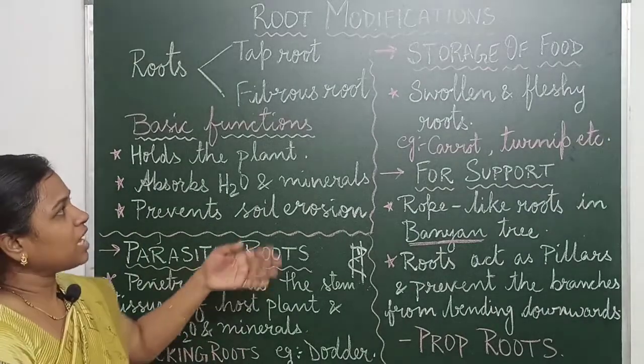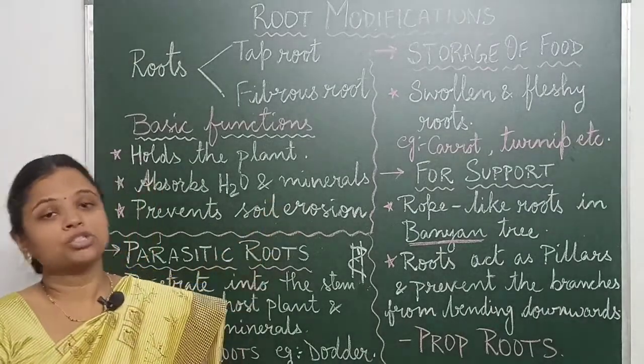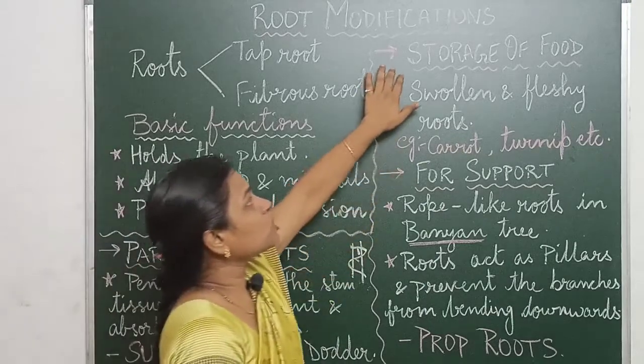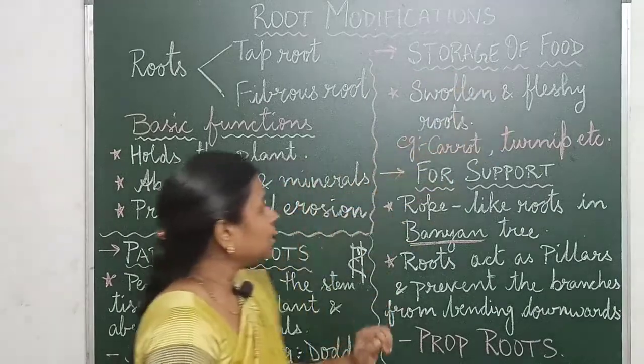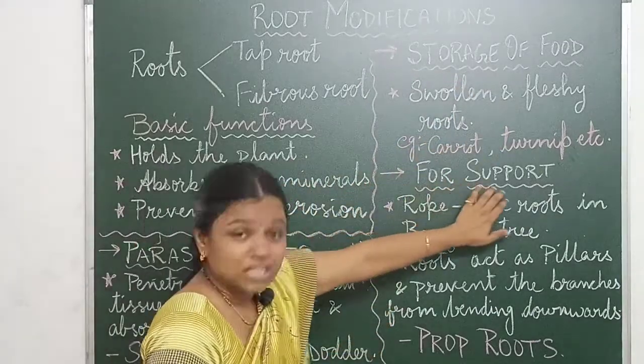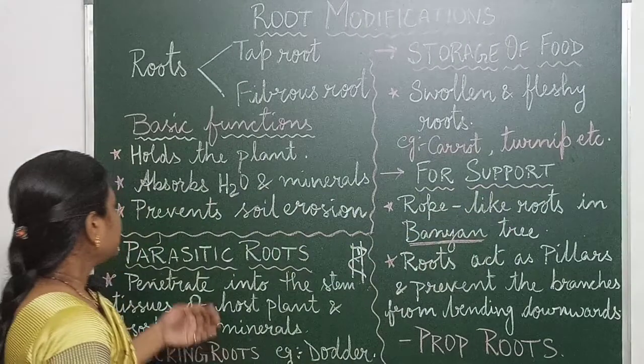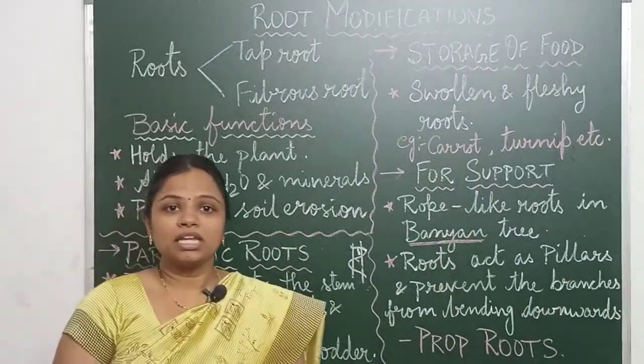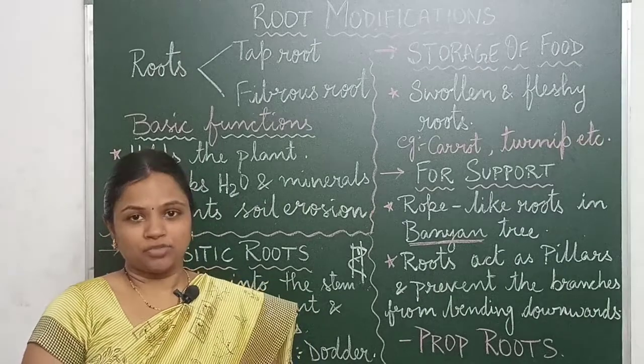Okay, so today we have learnt about three important root modifications seen in plants. That is the roots which are modified for storage of food, the roots which give additional support, and the parasitic roots. In the next class, we will be learning about stem and its modifications.